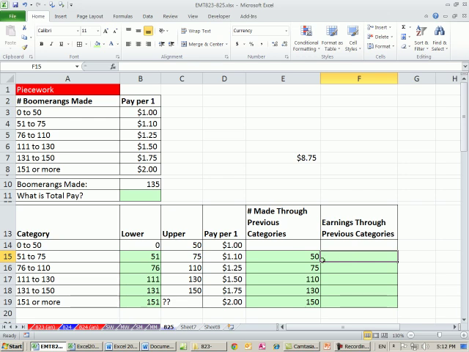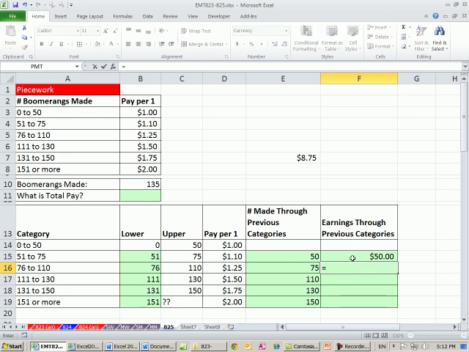Now, previous category, well, we had 50 at $1 there. So I'm simply going to say this times that. Enter. And now there's going to be a different calculation for the rest of the column. We need to add this plus any extra new boomerangs we made. Now, in this category, 51 to 75, that's counting from 1, 2, 3 up to 75. That's 25, I mean. So 25 times $1.10.